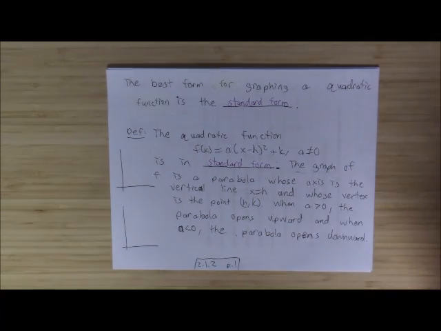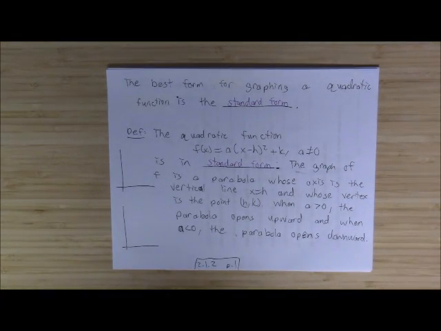The graph of f is a parabola whose axis is the vertical line x equals h and whose vertex is the point (h, k). When a is greater than 0, the parabola opens upward, as we saw in the last video, and when a is less than 0, the parabola opens downward. So let's take a look at what this would be.